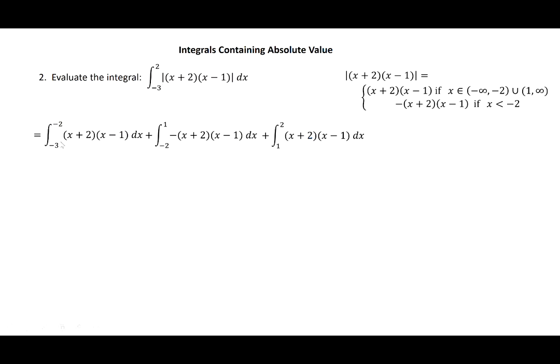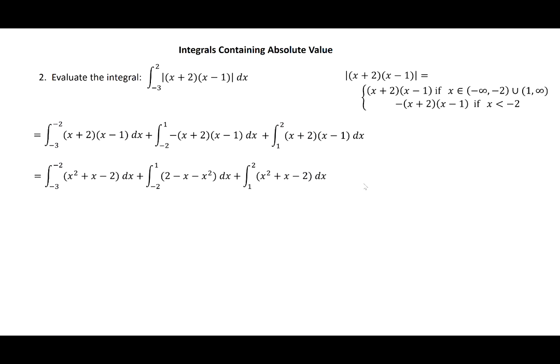Well, on the interval negative 3 to negative 2, this quantity inside the absolute value was positive, so we'll just replace it with the quantity. On negative 2 to 1, this was negative, so we'll replace it with the negative of the quantity. Finally, positive here, so replace with the quantity. And the integral itself is simple stuff, and I didn't even bother to integrate that. I'll leave it to you.